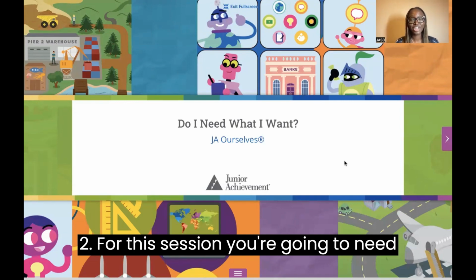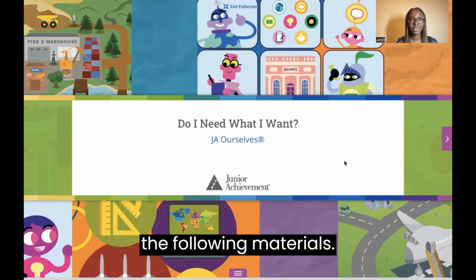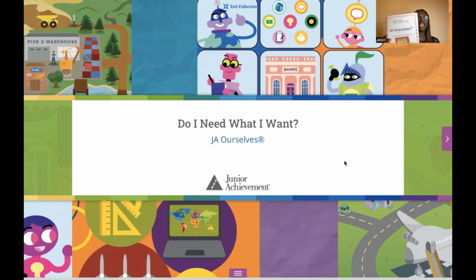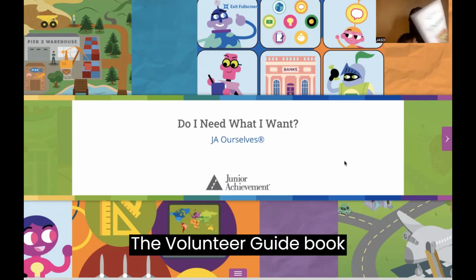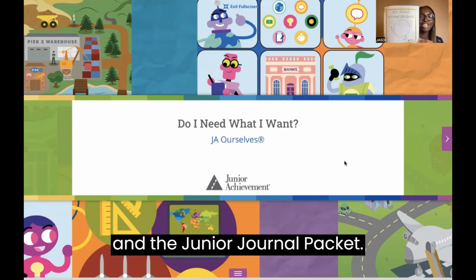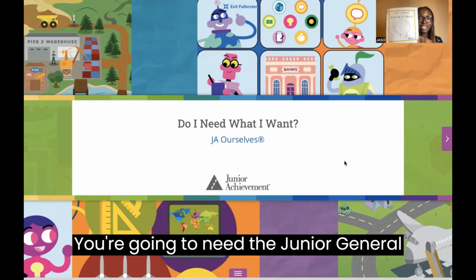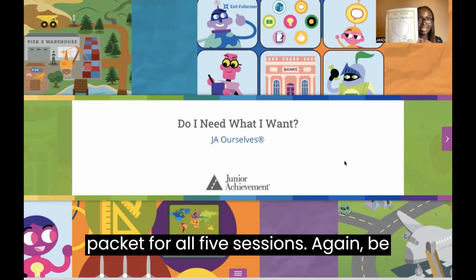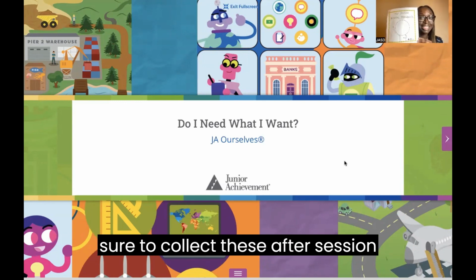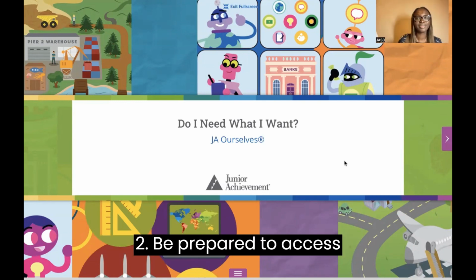For this session, you're going to need the following materials: the volunteer guidebook and the junior journal packet. You're going to need the junior journal packet for all 5 sessions. Again, be sure to collect these after session 2.